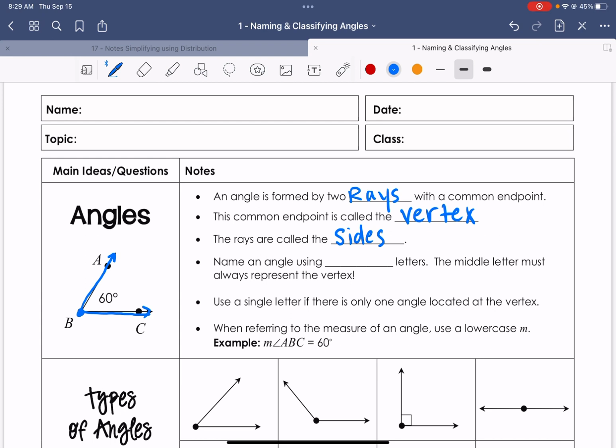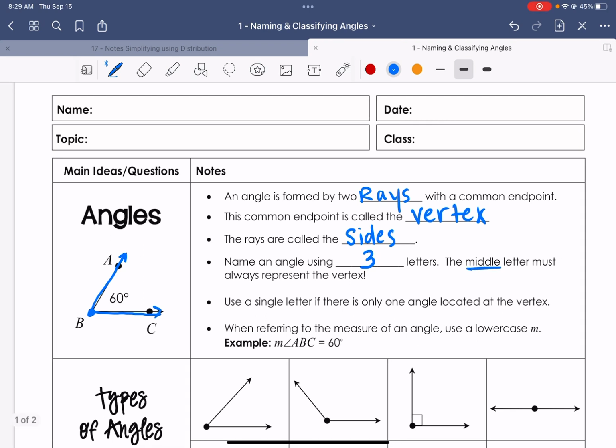When we name an angle, we have to use 3 letters, and the vertex has to be in the middle, because that's how you tell where the angle starts and where it ends. If there's only one angle on the paper, like we have in our example here, we can name it by just a single letter. Okay, so let's look at this one.